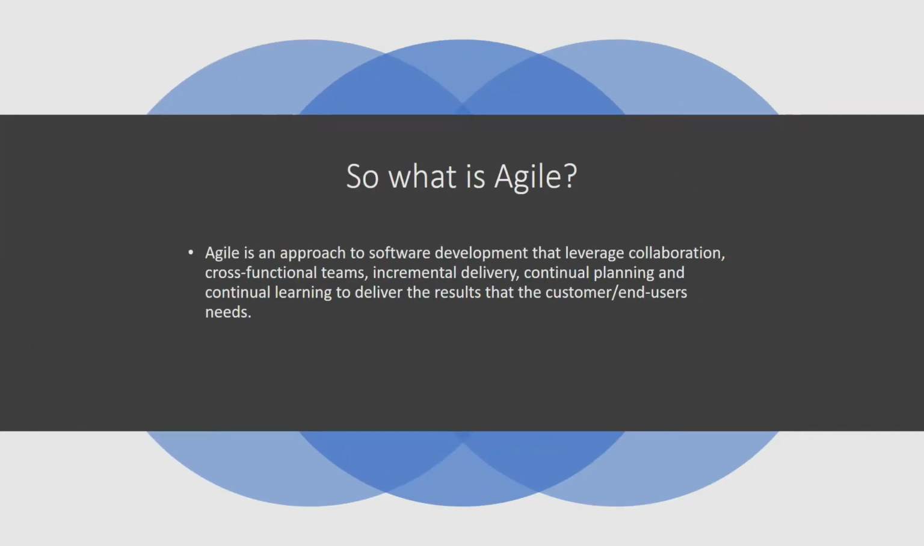So what is Agile? To me, Agile is an approach to software development that leverages collaboration, cross-functional teams, incremental delivery, and continual planning and continual learning to deliver results that the customer needs. So that's what Agile means to me.